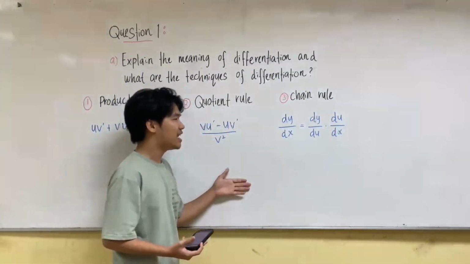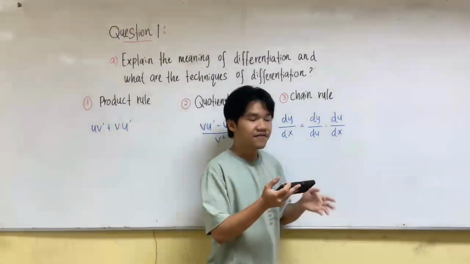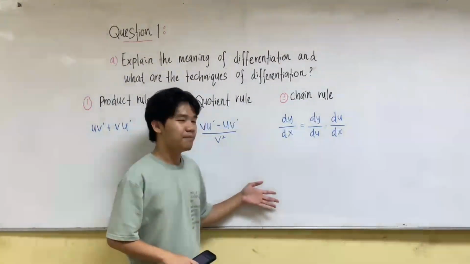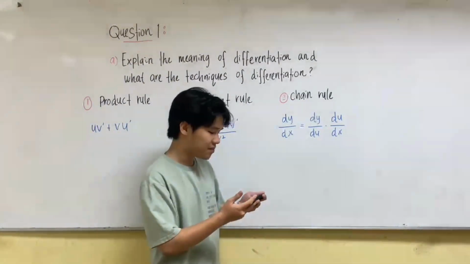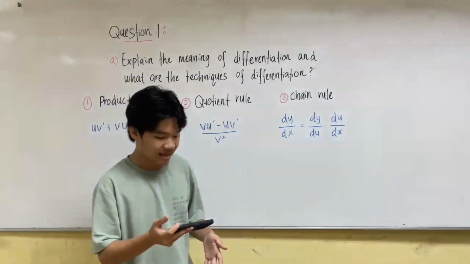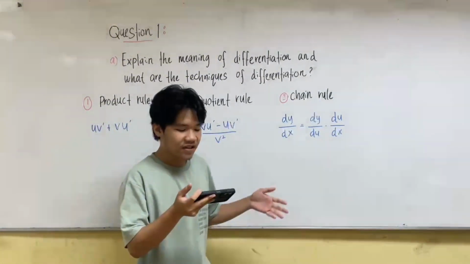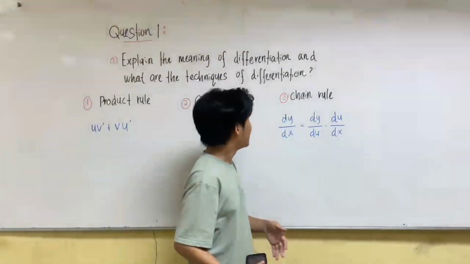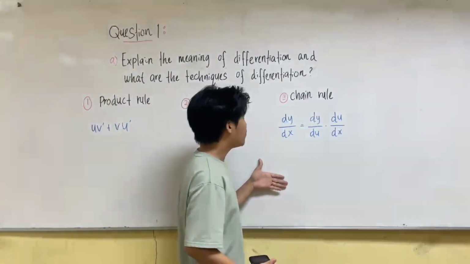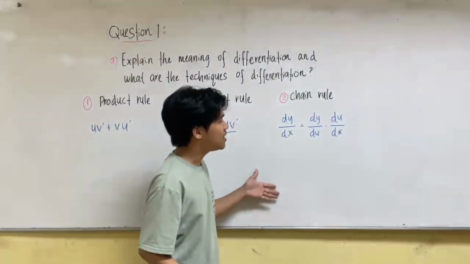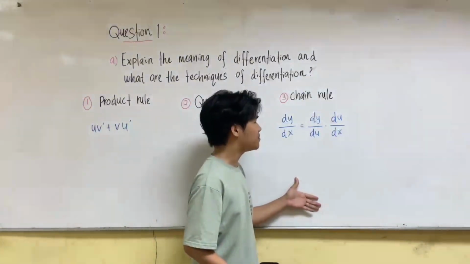And the last one, chain rule, where if g is differentiable at point x and f is differentiable at point g(x), then the composition of f and g is differentiable at point x, and this is the formula: dy/dx is equal to dy/du times du/dx.